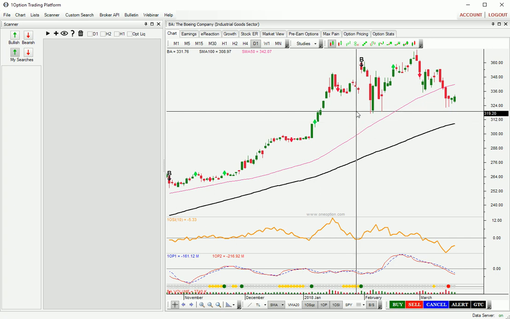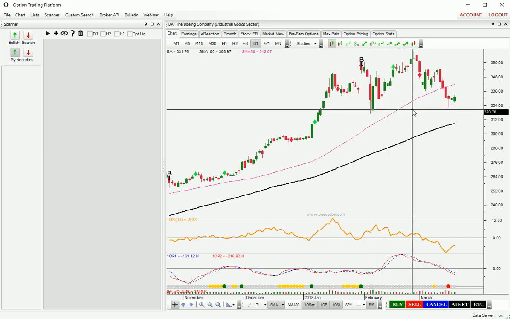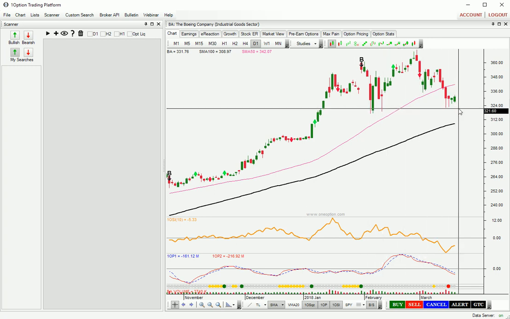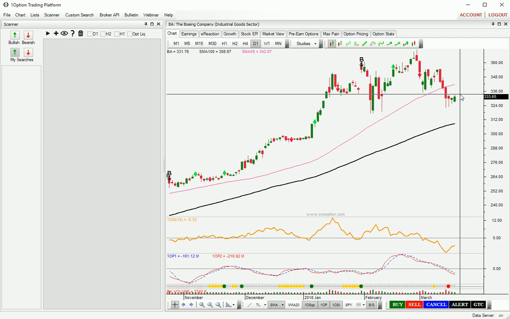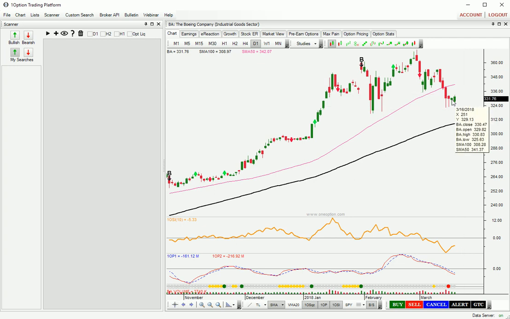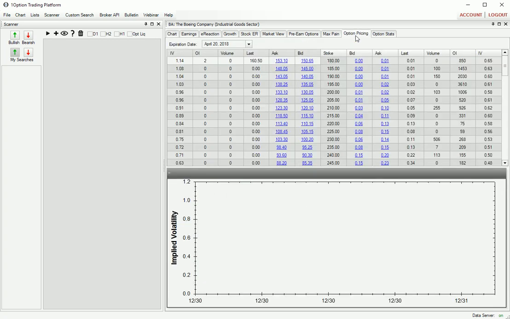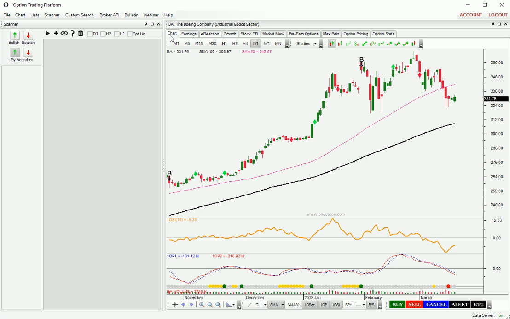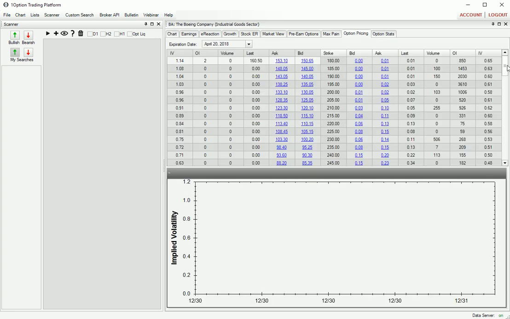The 100-day is a little bit far away, but this is nice right in here, this 320 level. We can key off of that. I would want to see the stock continue a little bit higher this morning, and that would confirm that this is a good candle to lean on. So I would go into option pricing, and I'd be looking at that 320 level I think we were mentioning was attractive to us.